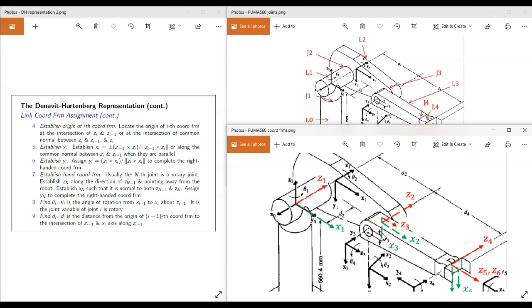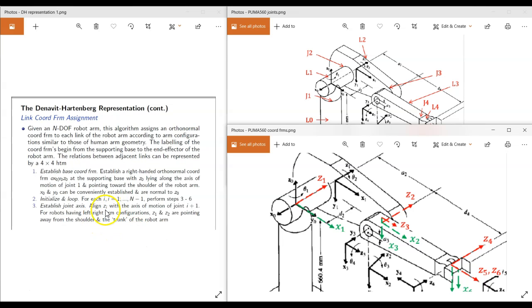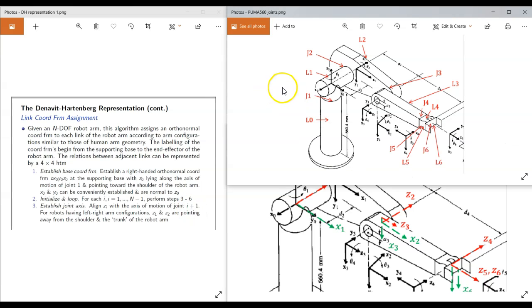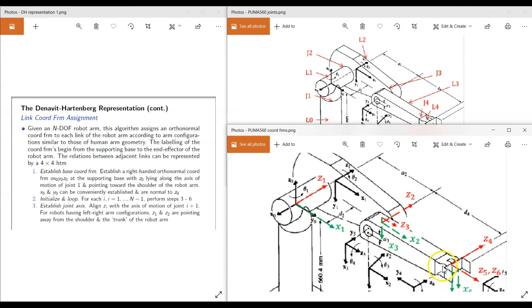Next, let's move to coordinate frame 4. For coordinate frame 4, we have to look at joint number 5. Where is joint number 5? This is joint number 5, right? And the axis of rotation is along this line. Okay, so that's why Z4 is along this line. It's pointing that way. This is Z4.